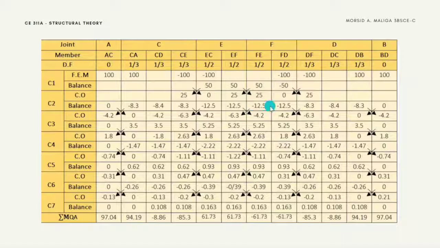So, ayan siya. The same process for our joint F, the same process for our joint B. So ngayon, ang gagawin naman natin, nakikita natin yung arrow dito. Ang gagawin na natin is multiply natin yung 0 sa ating distribution factor in order to balance natin siya. So, halimbawa, negative 8.3 divided by 2, negative 4.2.